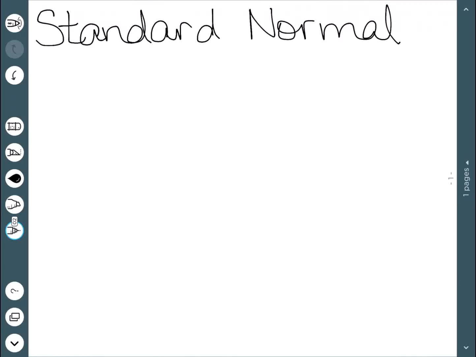So we've now defined a normal distribution, and we've talked about how to find z-values for a distribution, but now we're going to move to the standard normal distribution. And standard normal distribution just has two main properties. Our mean is 0, and our standard deviation is 1.